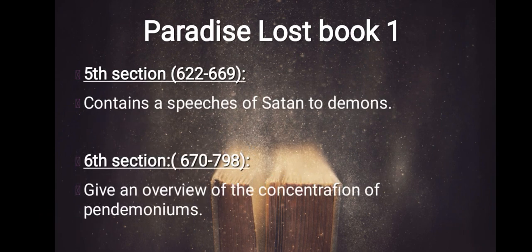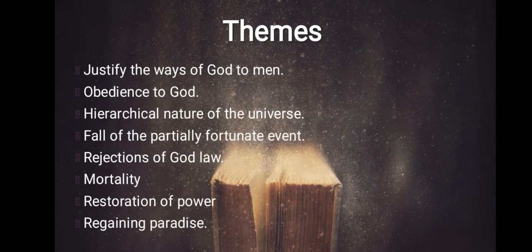The fifth section, from 622 to 669, contains the speeches of Satan to the demons. The sixth section, from 670 to 798, gives an overview of the concentration of foreign dominions. These six sections clarify the lines of the poem Paradise Lost.